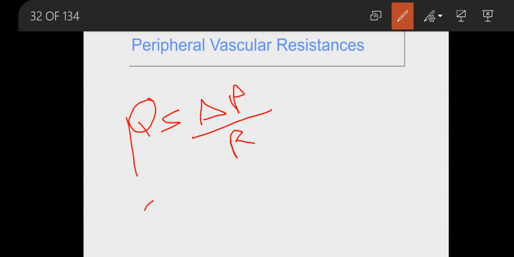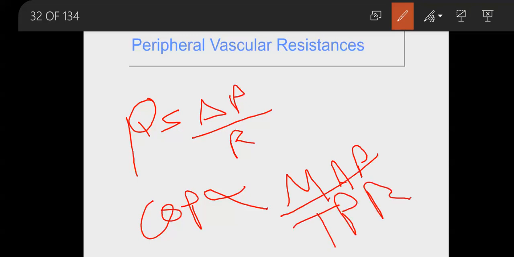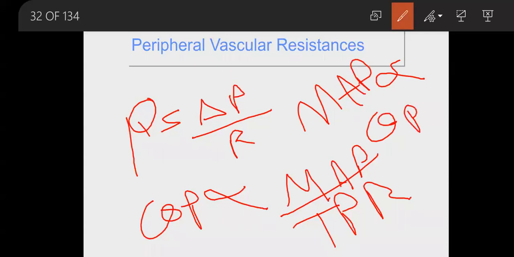The flow is the cardiac output, which is directly proportionate to the mean arterial pressure, which is the difference between the ventricle and the atrium, and inversely proportionate to the total peripheral resistance. So the mean arterial pressure is directly proportionate to the cardiac output multiplied by total peripheral resistance.